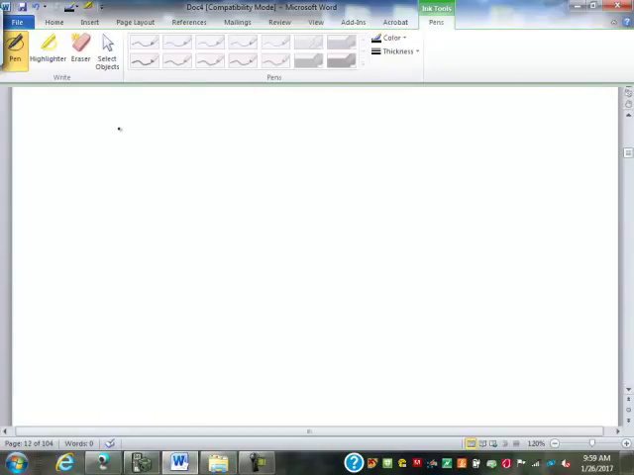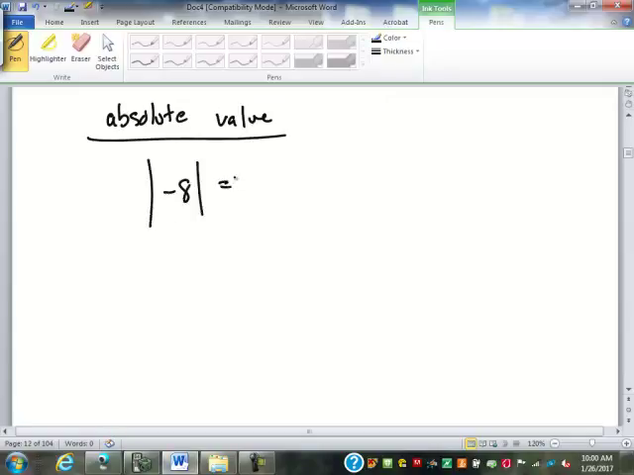When we talked about integers, we talked about absolute value a little bit. Now, absolute value is the length of the vector or distance from 0. The absolute value of negative 8, of course, is 8. It's 8 units long, 8 units from 0. Well, that absolute value symbol is also an enclosing symbol. It must be done before anything else can be.